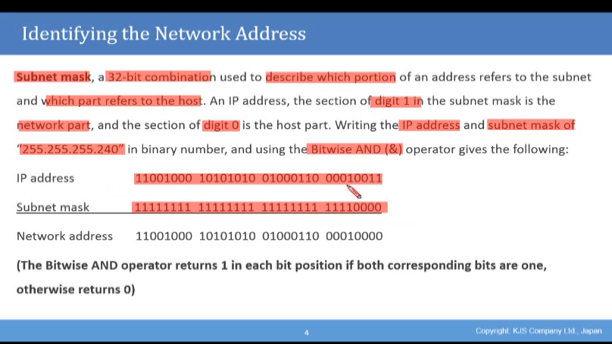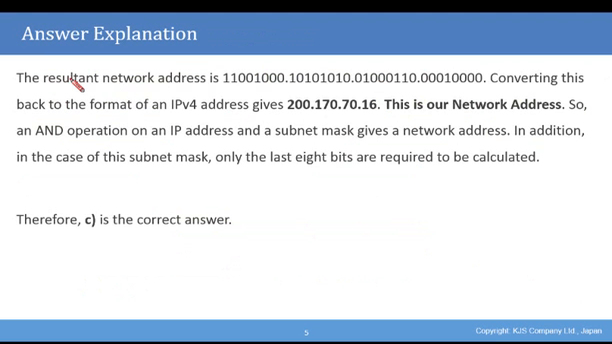By using a bitwise AND, we get rid of the parts which refer to the host and only are left with the network part. So here the network address is this. It's the same where all the ones in the subnet mask occur, but after this they become 0. The bitwise AND operator returns 1 in each bit position if both corresponding bits are 1, otherwise it returns a 0. The resultant network address is this.